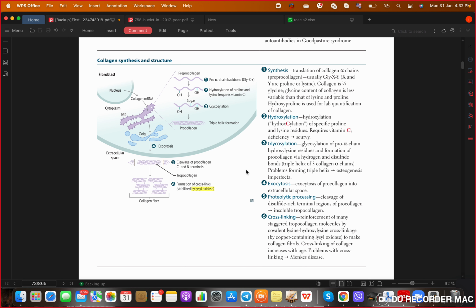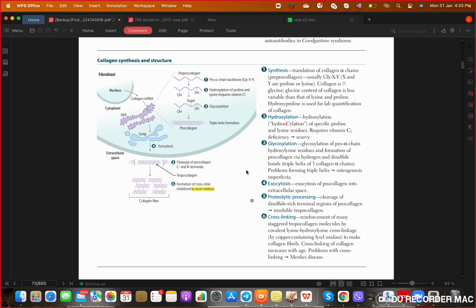Okay, so you can see here a pro alpha chain backbone. There is a glycine and X and Y. The X and Y are either proline or lysine. So there is hydroxylation of a specific proline and lysine residue, and it requires vitamin C. The hydroxylation process requires vitamin C.